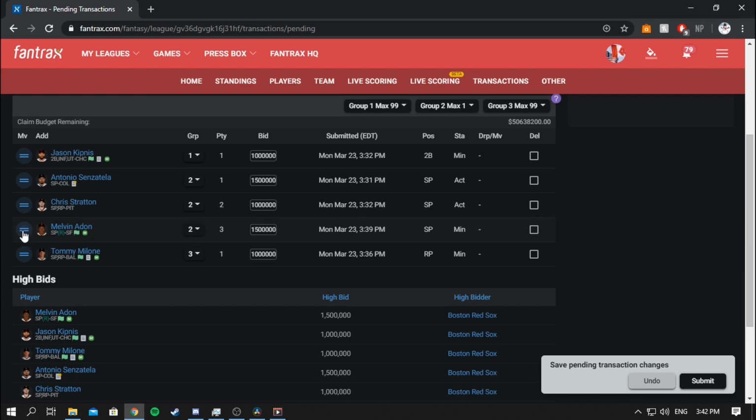If you grab these, you can move the players around. So I'm going to move them up the priority list in this group. That's just an easy way to do that, slide those players around.